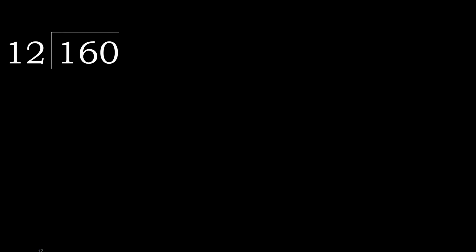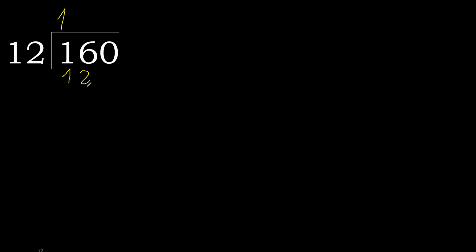160 divided by 12. 1 is less, therefore take the next digit. 16 is not less, therefore we work with 16. 12 multiplied by which number is nearest to 16, but not greater? 12 multiplied by 2 is 24, which is greater. Multiplied by 1 is 12.